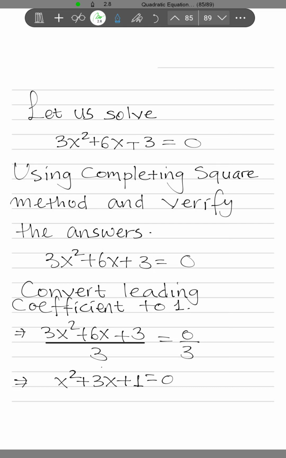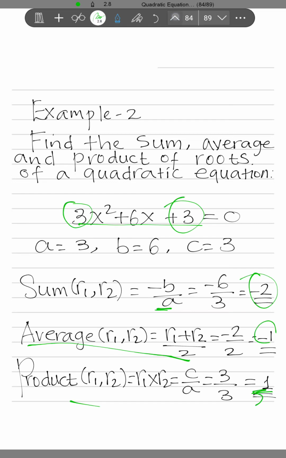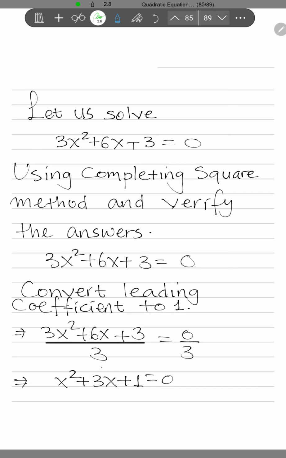When we solve this quadratic equation, which is the same as the previous one we have done there, 3x squared plus 6x plus 3, we can solve this one using the completing square method and verify the answer. We can solve using completing square, or we can solve using the general quadratic formula, but here it's written as using completing square, so it's just fine.